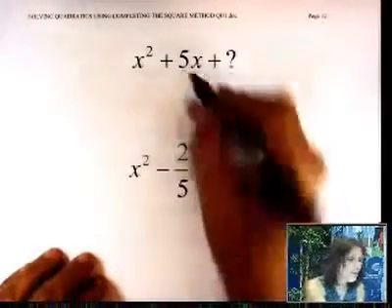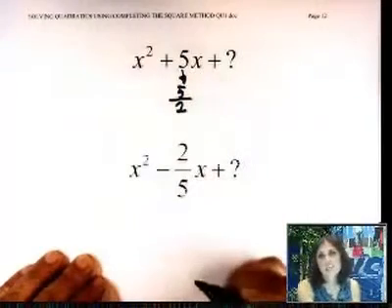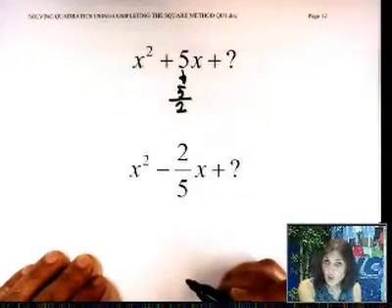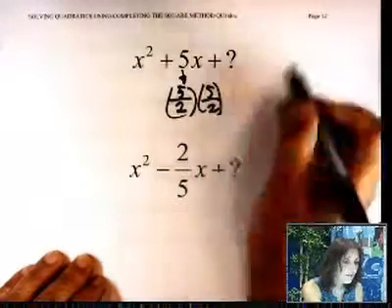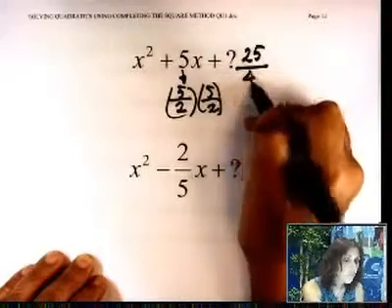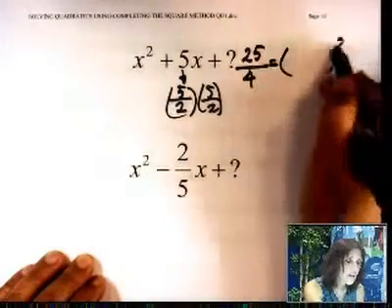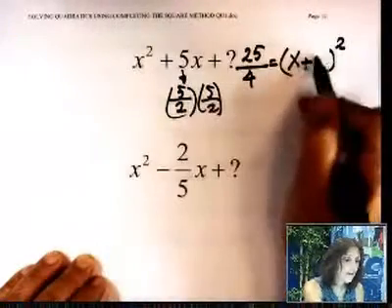What was the procedure? You take this, divide by 2. Keep it as a fraction, as 5/2. Now square it. Square it means 5/2 times 5/2. What does that give me? 5 times 5, 25. 2 times 2, 4. That's the missing piece. And that's the missing piece of what? X plus, what is this number? 5/2.